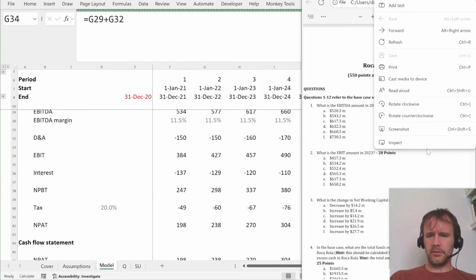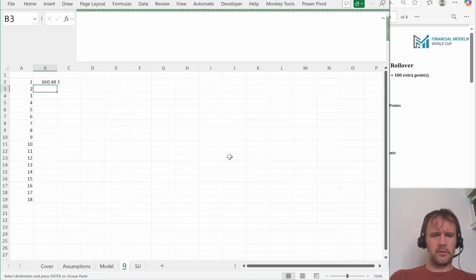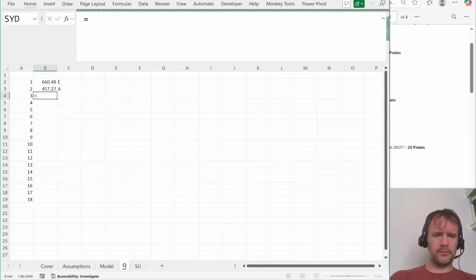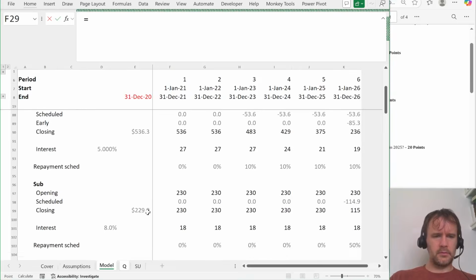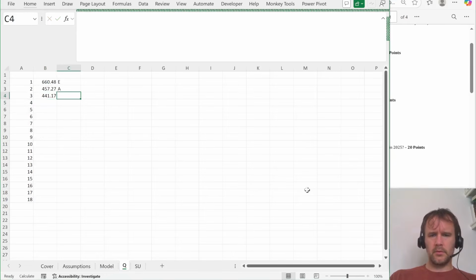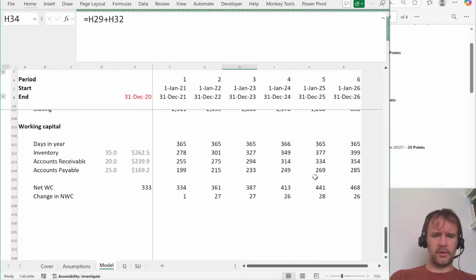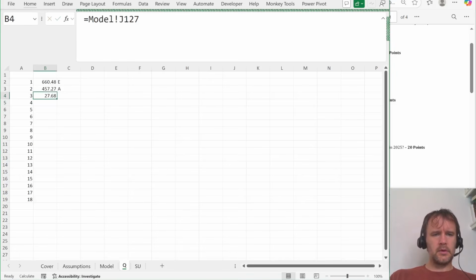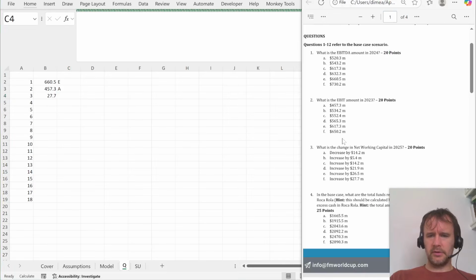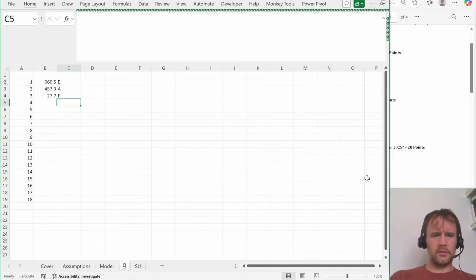Okay, what year do we want EBIT from? 2023. So 457.3, yes, that's A. All right, change in net working capital in 2025. 441, sorry, no, not the working capital, the change in working capital, which is row 127. So 27 point, I think these are all meant to have one less decimal place. Let's do that. 27.7, it's an increase, that's F, good.